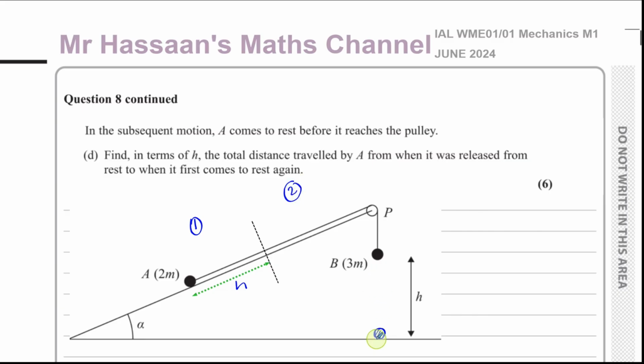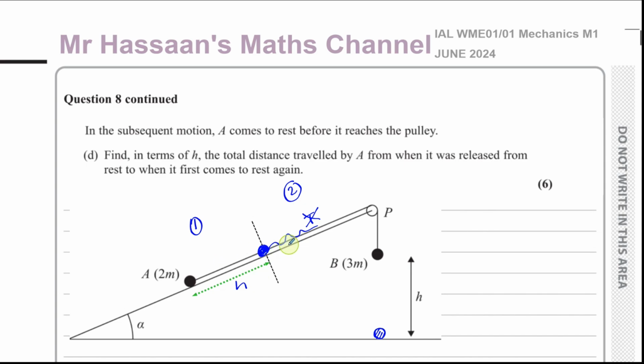Why? Because when B hits the ground, there's no more tension in the string. So once it's got here, the string has become slack. The tension is gone, which means that the forces acting on A have now changed. They're no longer the same forces acting on A, so the acceleration of A is going to change. In fact, it's going to decelerate until it comes to rest. That's what's going to happen to it.